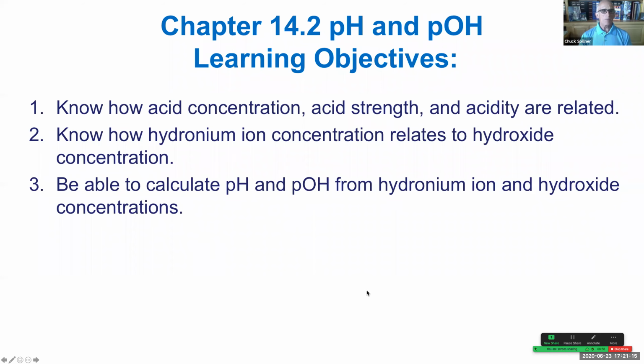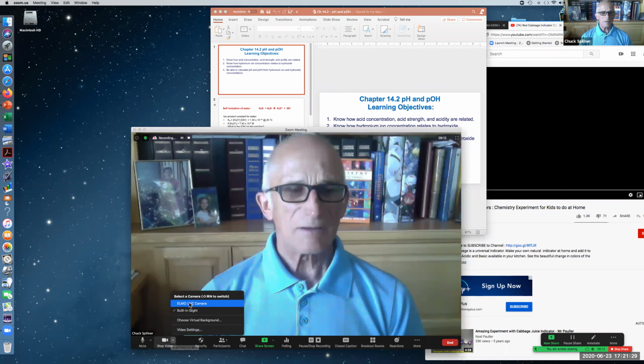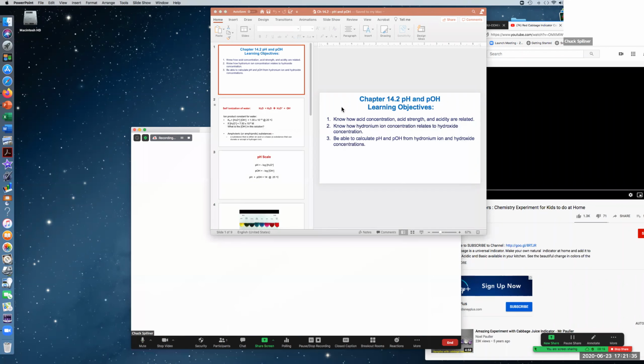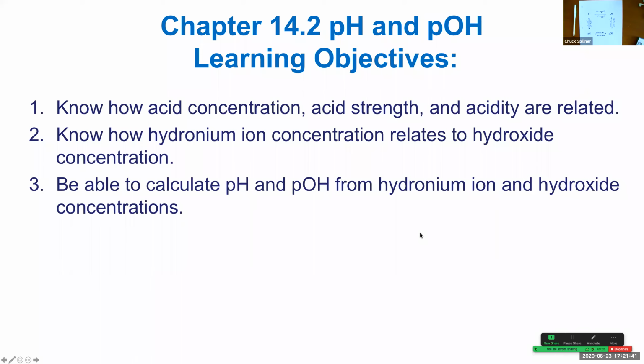So a couple of objectives. Know how acid concentration, acid strength, and acidity are related. Number two, know how hydronium ion concentration, remember the hydronium ion, relates to hydroxide ion concentration. Lastly, be able to calculate pH and pOH from hydronium ion and hydroxide ion concentrations.